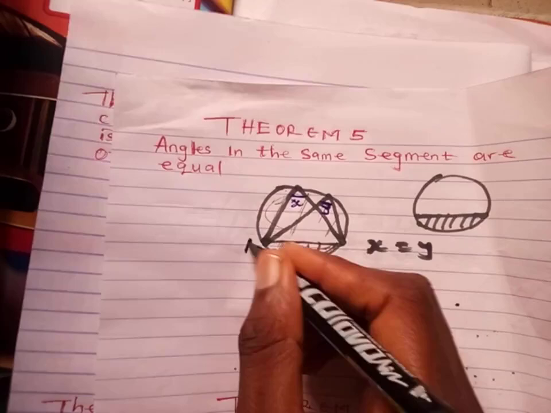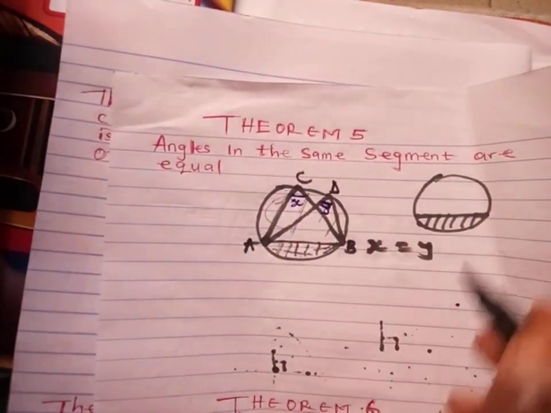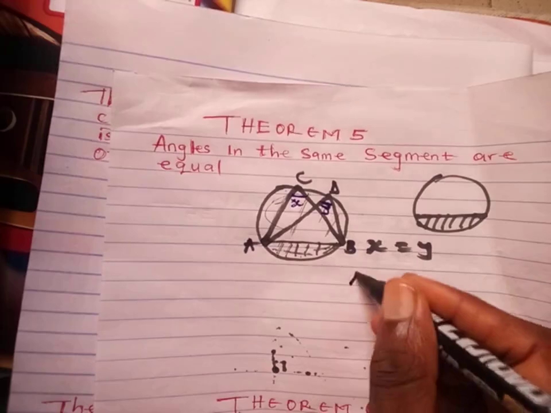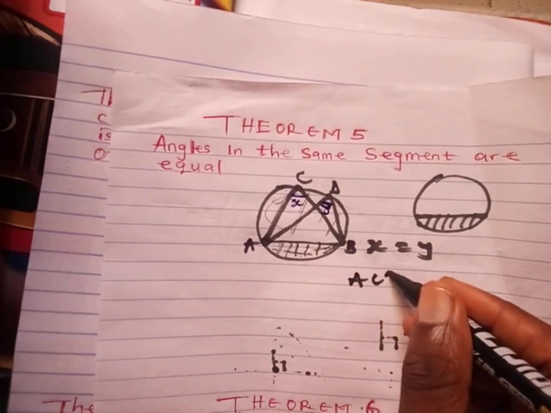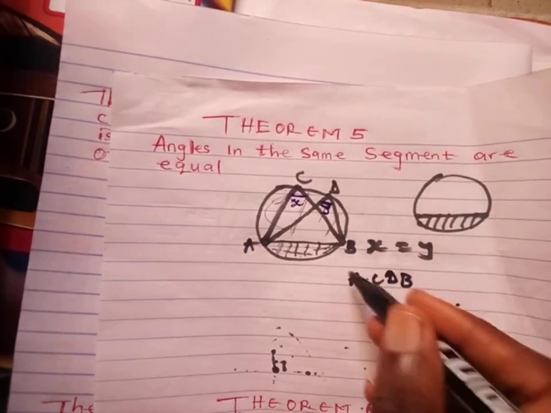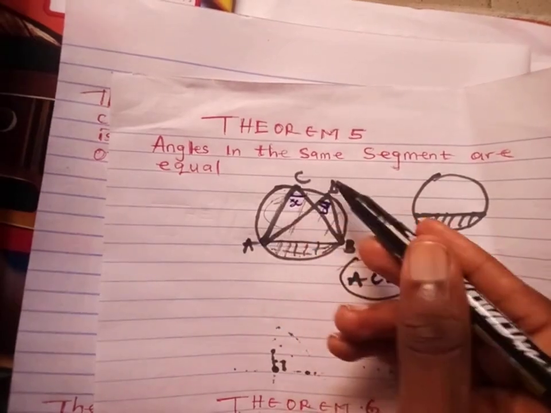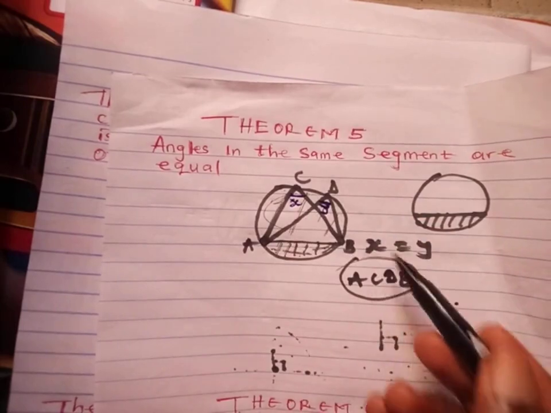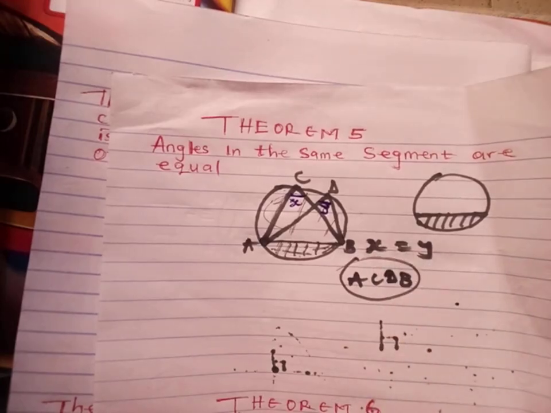If I label these here A, B, C, and D, you'll find out that x and y are in these very segments. Let me say A, C, D, B. So x and y are in the segment A, C, D, B, this very major segment. Because of that, following the law, these two angles will be equal to each other.